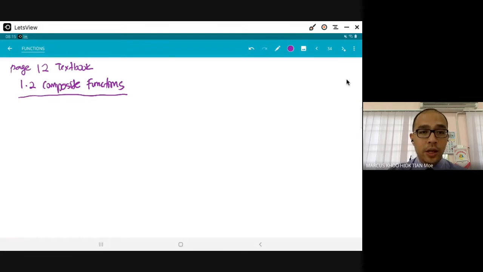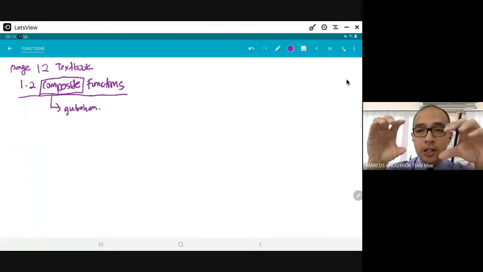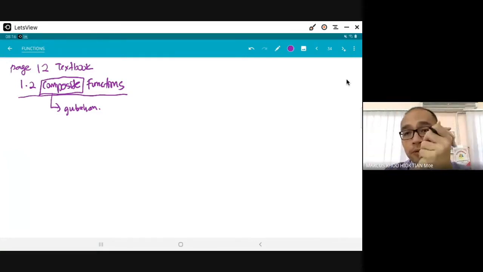Okay, so today we're going to be talking about composite functions. The word composite, in Malay, it means gubahan. Basically what we're doing is, if you have one function and you have another function, what if I combine both the functions together? That's what we have, a composite function.